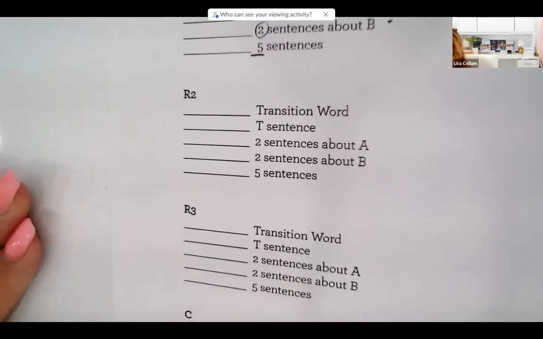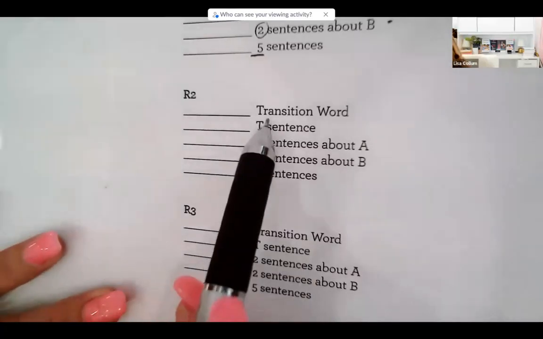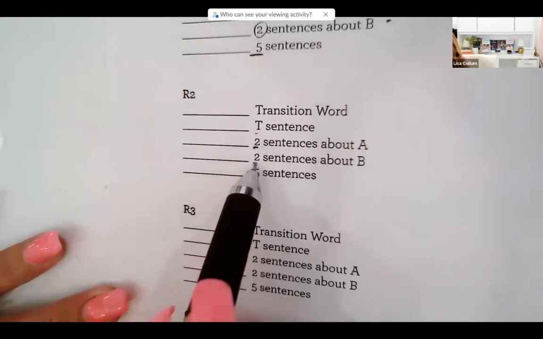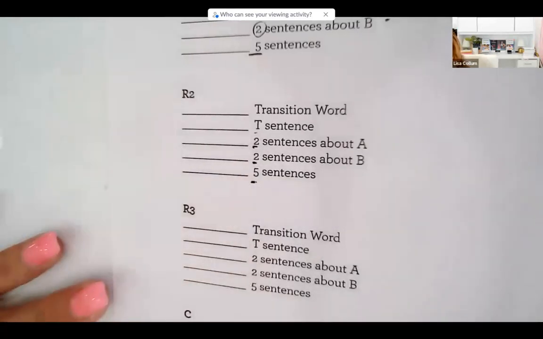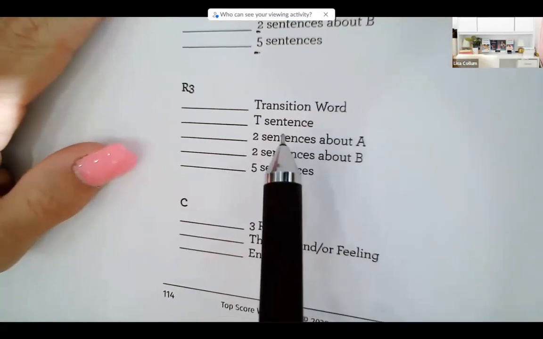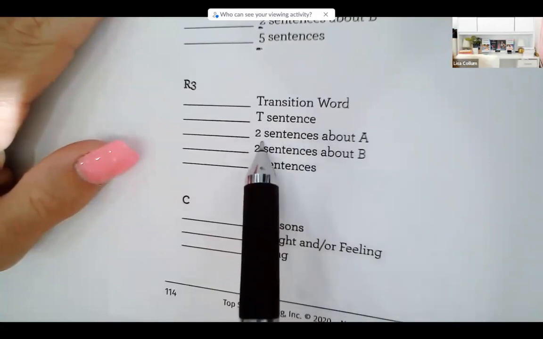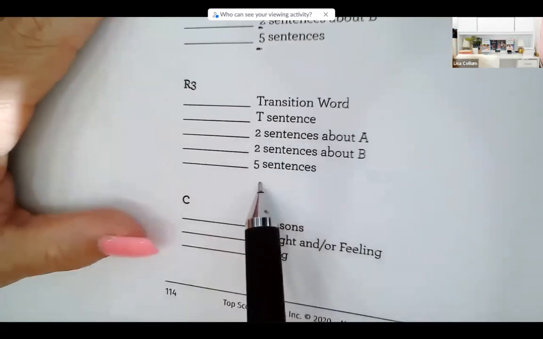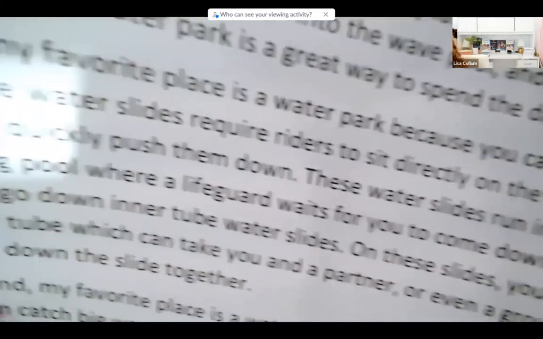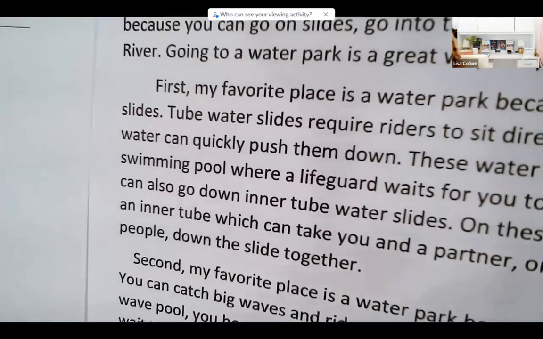Same with our R2. We start with a transition word, then we have our T sentence, 2 sentences about A, 2 sentences about B, that's 5 sentences total. And then our R3, we have transition word, our T sentence, 2 sentences about A, 2 sentences about B, 5 sentences total. And then our conclusion, remember you restate your 3 reasons, you give a thought or feeling, then an ending. Now I'm going to go through each of these real quick in an example essay for you because I want you to see all the different parts.